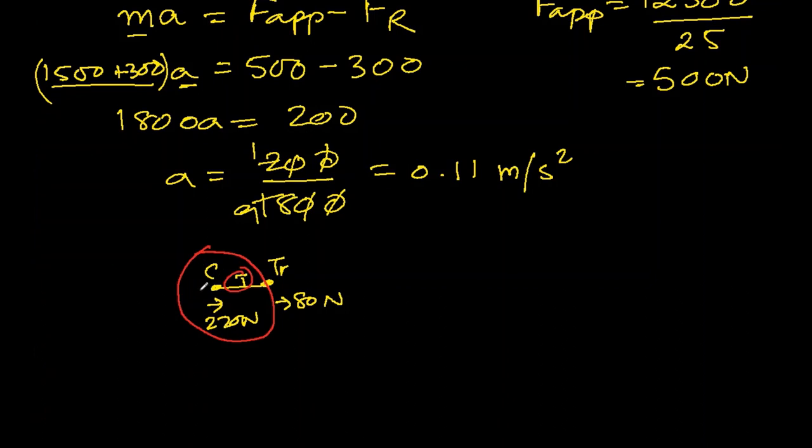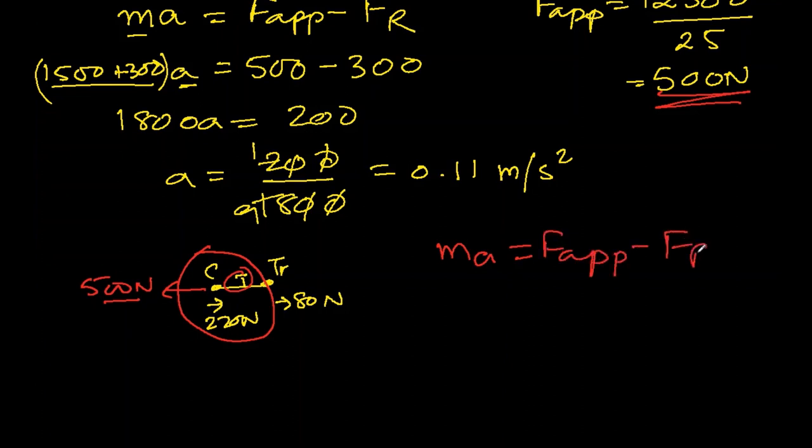So we have a force in this direction which is 500 newtons. We found the applied force 500 newtons, and now we have an acceleration, so we can use the same formula, ma equals F applied minus resistive force. But since we are only focusing on the car, keep the trailer out of it. So mass of the car is 1500. Acceleration we just found out, 0.11. Applied force on the car is 500 newtons.